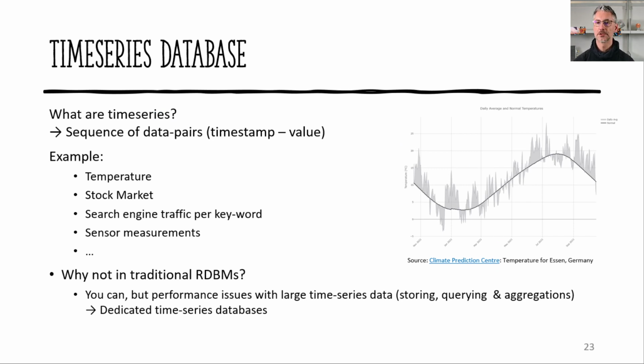As we mentioned before, a special case are time series databases. So with time series we have a sequence of data pairs, timestamp and value, like for example measurements: sensor ID, value or temperature, and a timestamp, or stock market, or search engine traffic, and so on. You can see an example here on the right. You have a timestamp going on the x-axis, and on the y-axis you have a temperature measurement. So of course you can store them in relational databases, but as you probably will have a large number of these measurements, you can run into performance issues, and hence you can run specific databases that are based on the relational model but dedicated to time series.